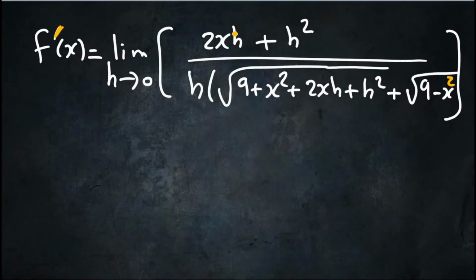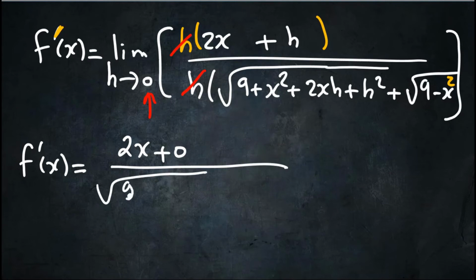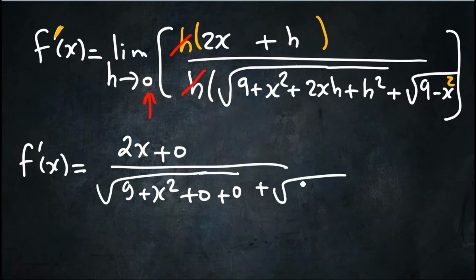We can factor this term by h, right? So if we pull h out, we have 2x plus h left, and then we cancel h and we plug in 0 for h. 2x plus 0 over root of 9 plus x squared plus 2x times 0 plus 0 squared plus root of 9 minus x squared.